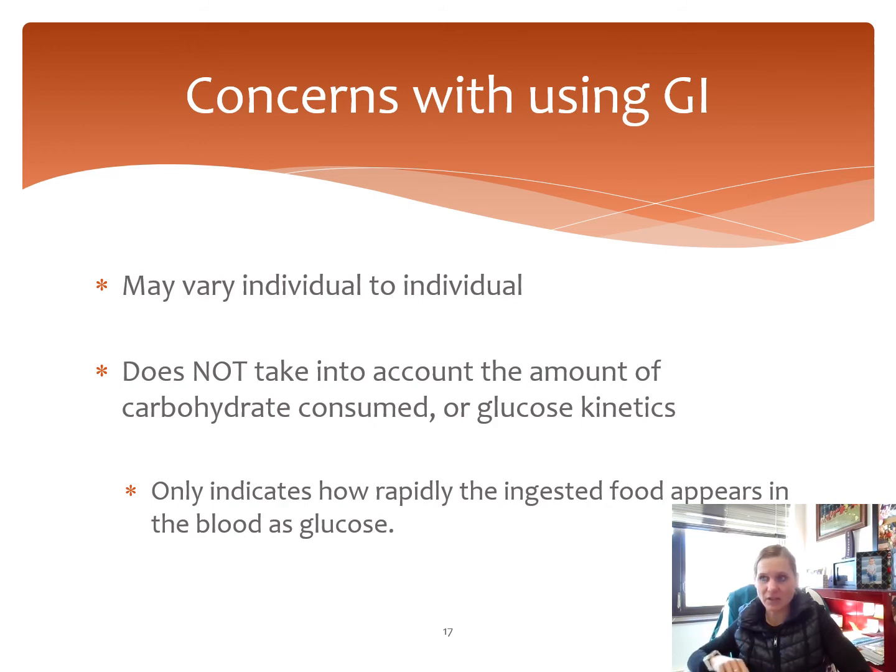Glucose kinetics basically means how quickly I am able to get those sugars into the cell so that I can utilize them. So it has to do with the movement of glucose from the bloodstream into the cell so it can be used. GI doesn't take that into account. It only indicates how rapidly the ingested food appears in the blood as glucose, but it doesn't tell us any information about what happens next. The next part is debatably the most important part of the process, and that's getting the sugars from the bloodstream into the cell so that you can use it for energy. This value doesn't give us any of that information.